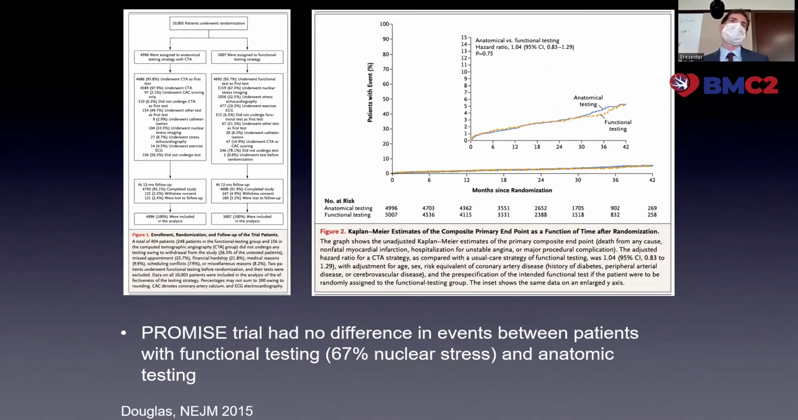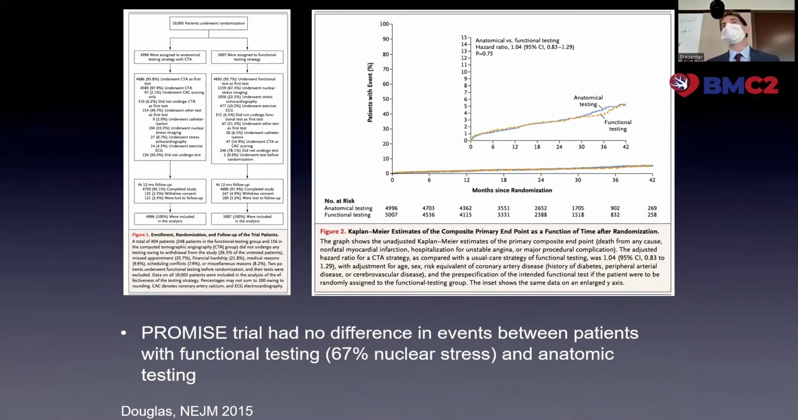There's been a bunch of literature validating that CT findings have prognostic value in symptomatic populations. In asymptomatic populations, it probably does not have significant value on top of traditional risk score assessment. So the PROMISE trial was a really large study looking at 10,000 patients with chest pain who were randomized to either coronary CT or a stress testing, functional testing strategy.